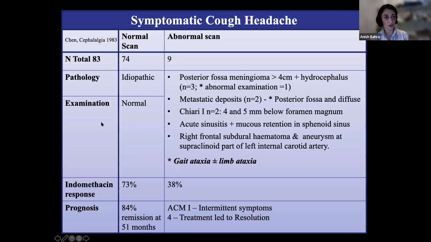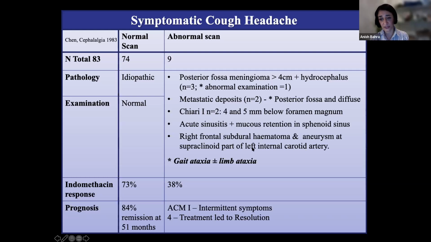This is one of the largest studies, a total of 83, out of which 9 had an abnormal scan. So here we have posterior fossa meningioma and hydrocephalus. Only one has had an abnormal examination, so ataxia, limb and gait ataxia. We have 2 posterior metastatic deposits. Chiari, it varies in different papers, with a 3 to 5 millimeters. Again, sinusitis completely presumptive. Again, I think the subdural is probably presumptive as well.